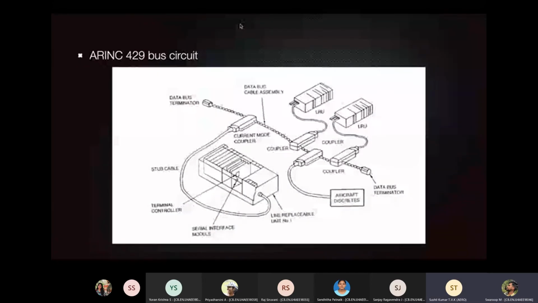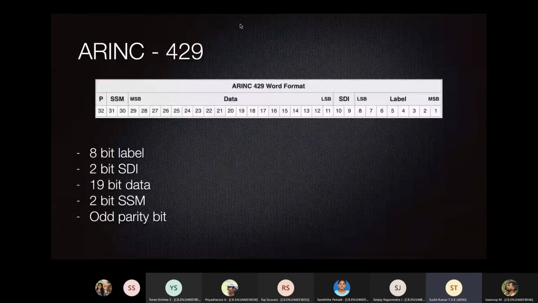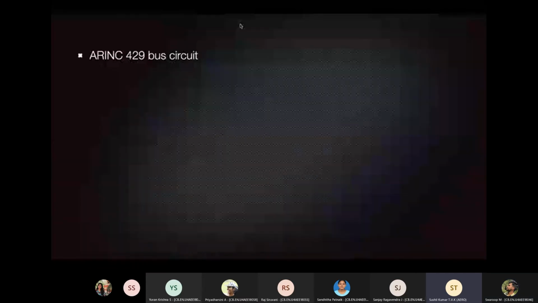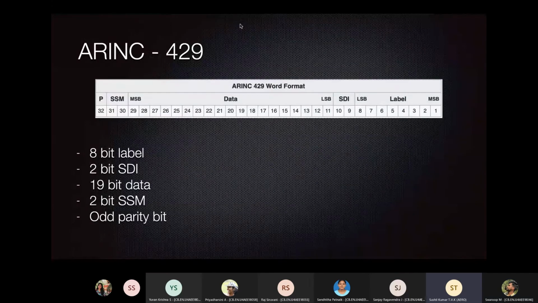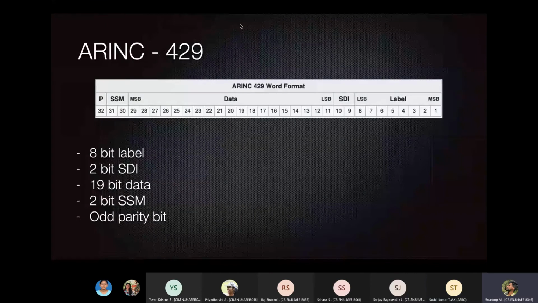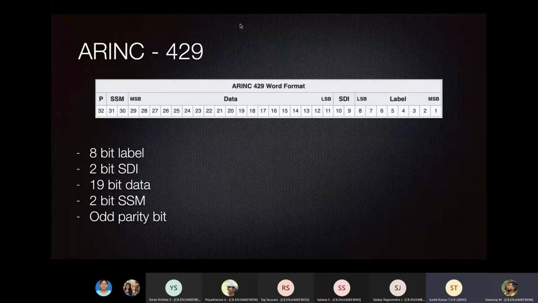Swaroop, just one second. Go to the previous slide. If the SDI is only 2 bits, does it mean it can support only 4 devices? So there are only 4 combinations, no? Sir, but since ARINC is a unidirectional data bus, there's only one source and one destination for each bus. No, it cannot be unidirectional. Sir, but ARINC 429 is unidirectional, whereas 1553 is bidirectional.